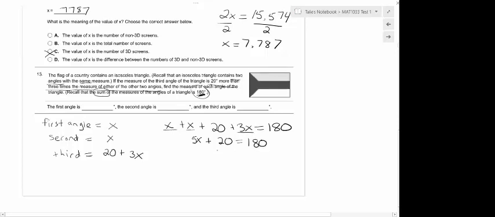Then we can subtract 20 from both sides, right, to get the X by itself. So we get 5x equals 160. So X is going to equal 32. Good. So that would be the first angle and the second angle, because they're both just X, are both going to be 32 degrees.